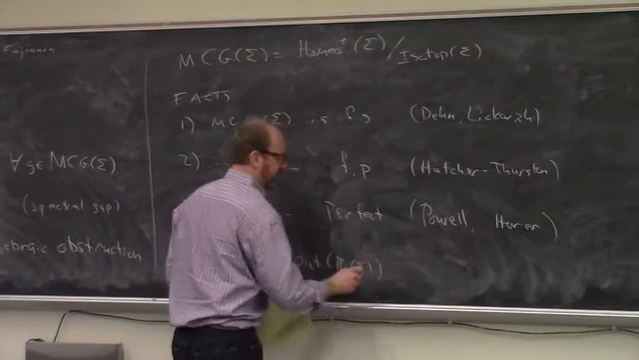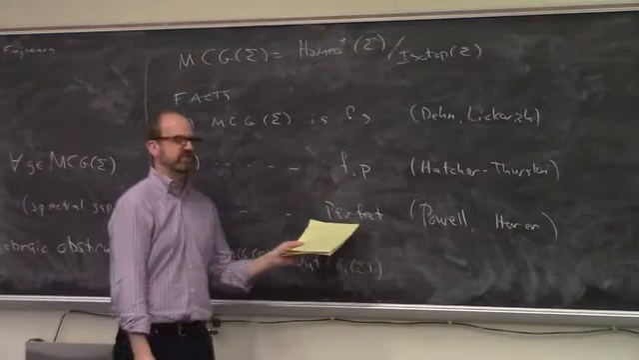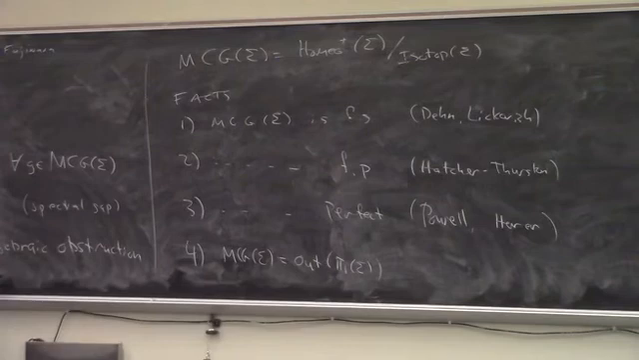What is the definition of perfect for a group? Perfect means that the abelianization is trivial. Oh, I thought you said in particular that's what it meant. Oh, I see. But that is the definition. That is the definition, yes.